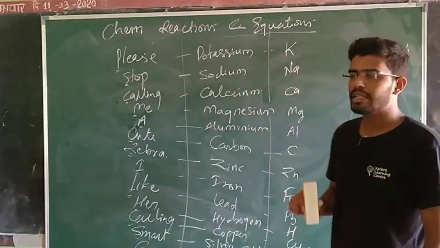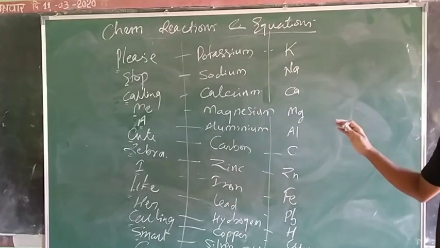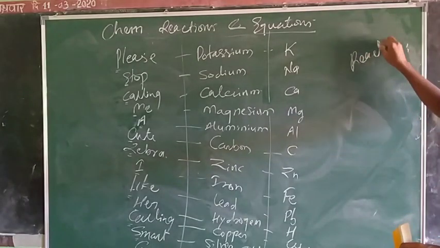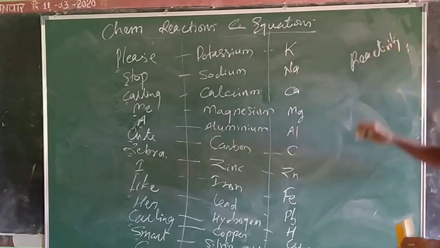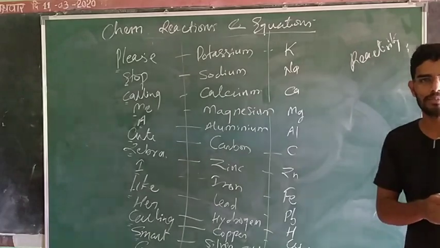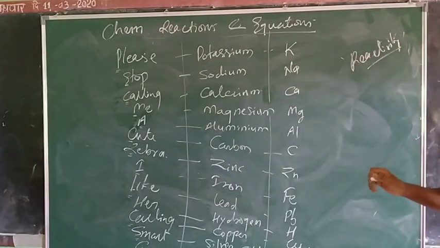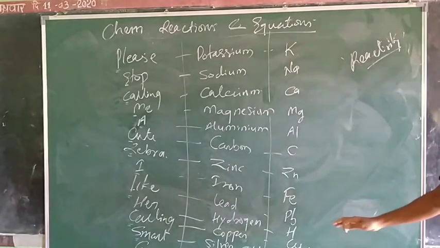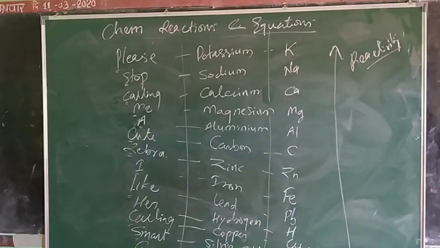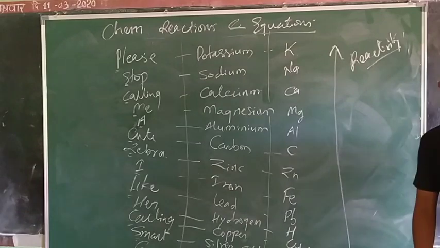Now in this chart we have arranged these elements according to their reactivity. And we have seen what reactivity is: the ability of any species, any element, to displace an ion from another compound. That ability was termed as reactivity. This chart we have made according to decreasing reactivity. As we go from top to bottom, the reactivity of the elements keeps decreasing.